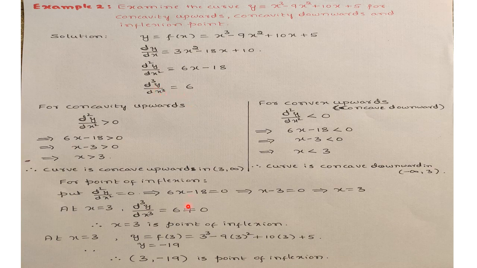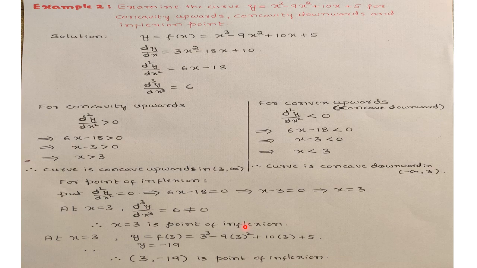This one again is 6. It is a constant, because again it is 6. 6 is not equal to 0. Therefore, this point x is equal to 3 is a point of inflection. X is equal to 3 is a point of inflection.